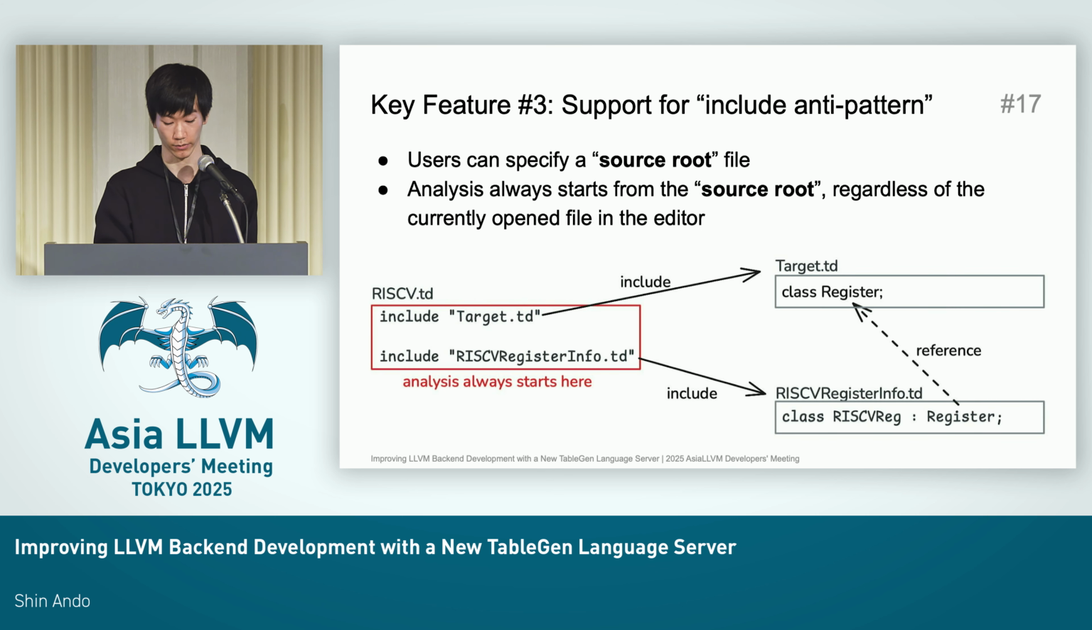The third feature is functionality specifically designed to handle include anti-patterns. Users can specify a source root file, ensuring that analysis always begins from this root, regardless of which files are currently open in the editor. To illustrate with the previous example, suppose RISCV.td is specified as a source root. Even if you open RISCVRegisterInfo.td in the editor, analysis will start from RISCV.td. This enables us to obtain information about which files are included, allowing proper resolution of references such as register class definitions.